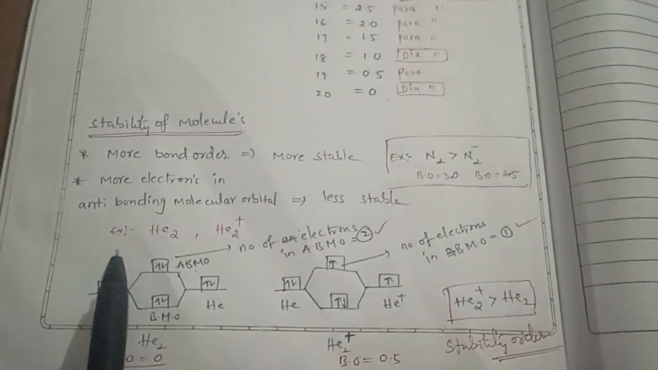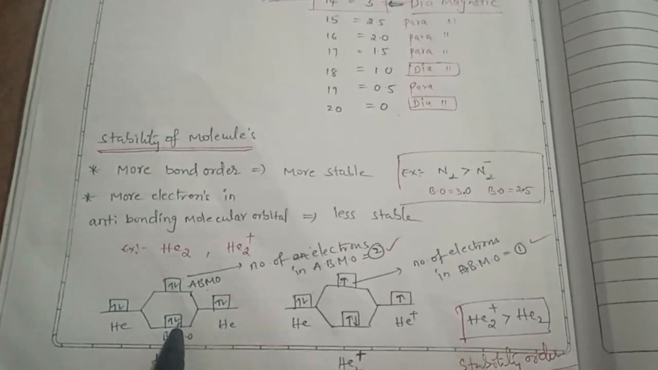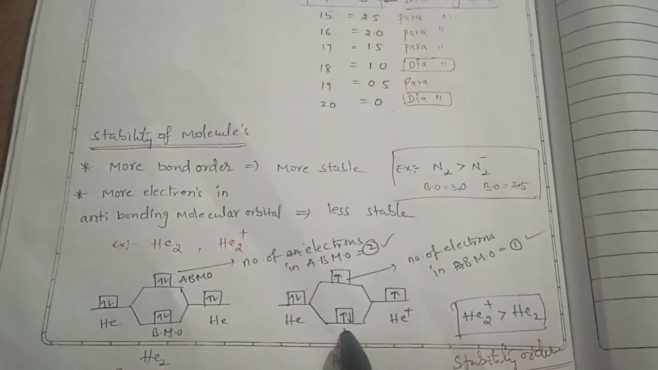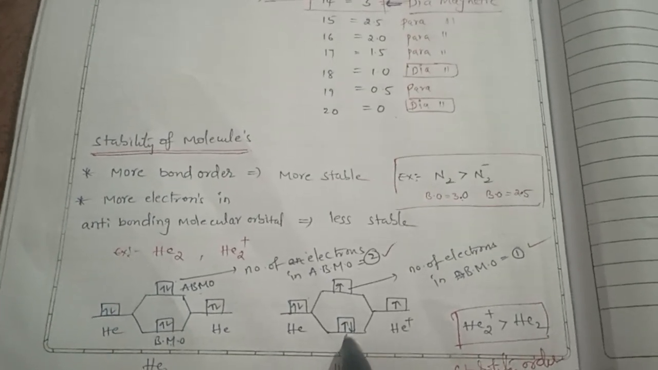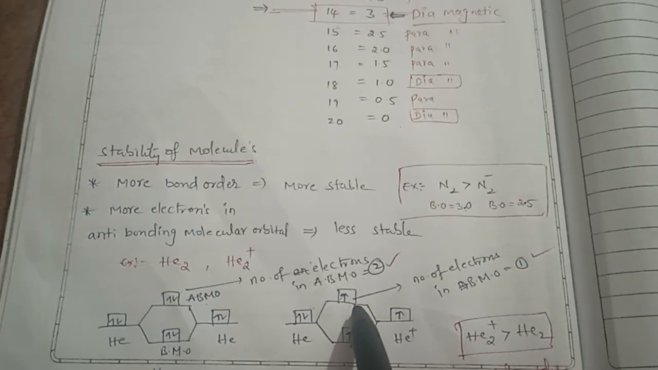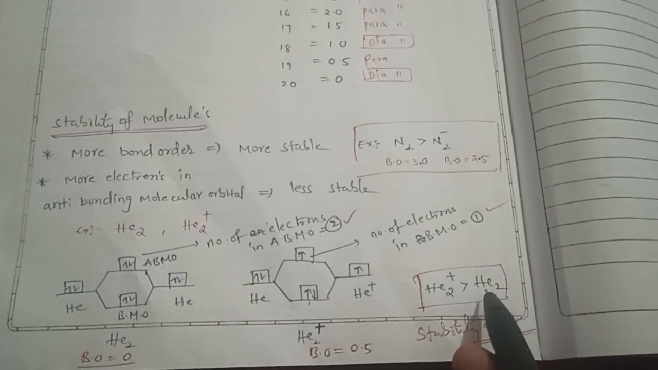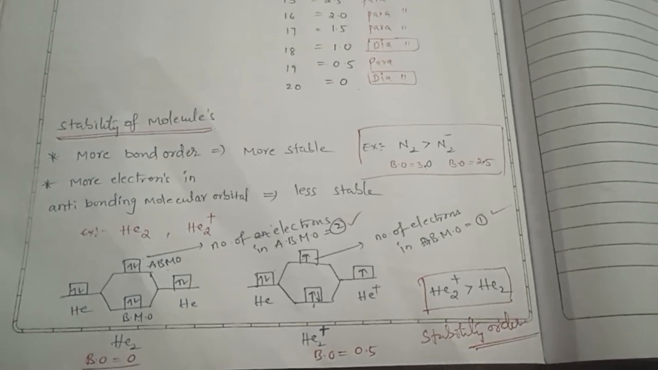If you see the helium molecule and the helium plus molecule, helium has 2 bonding and 2 anti-bonding electrons. Helium plus has 3 electrons, right? So bonding is 2, anti-bonding is only 1. So 1 electron means fewer anti-bonding molecular orbital electrons, so it is more stable. So helium plus is more stable than the helium molecule.